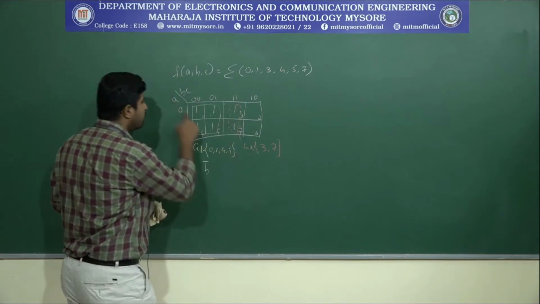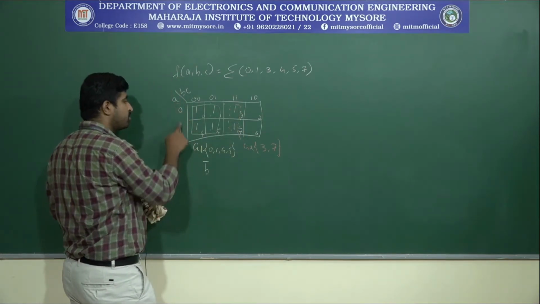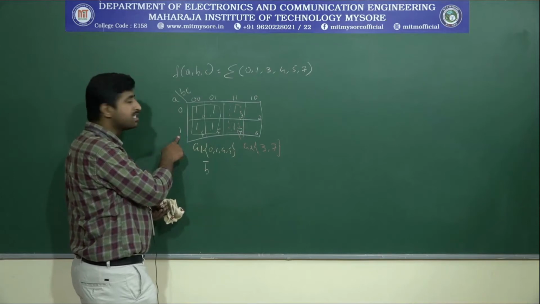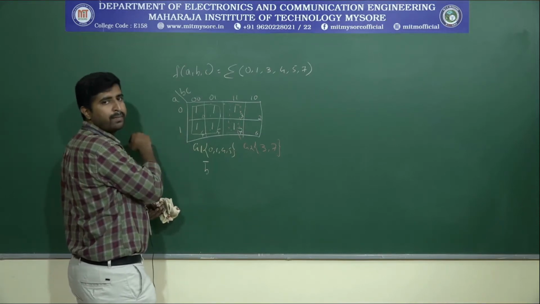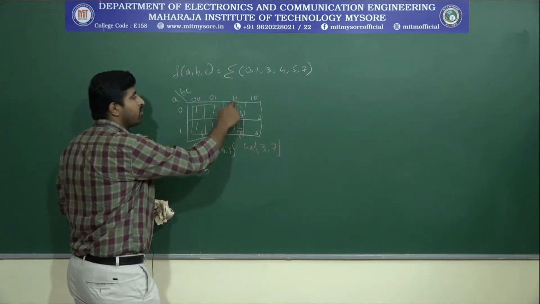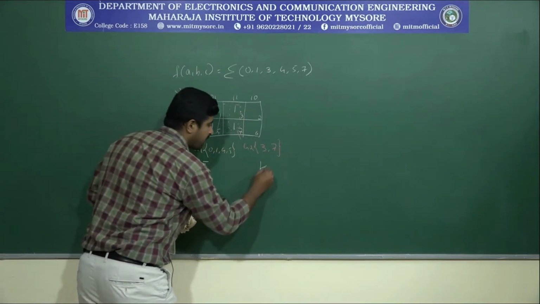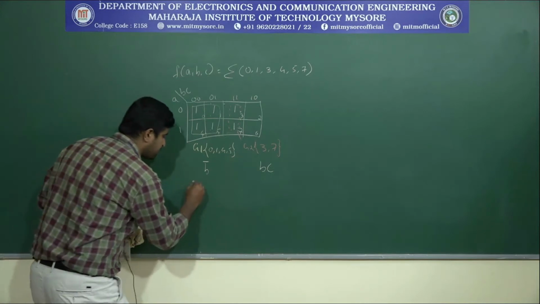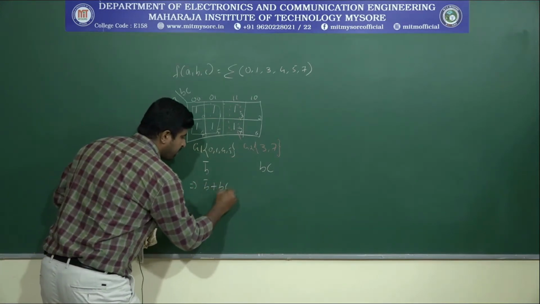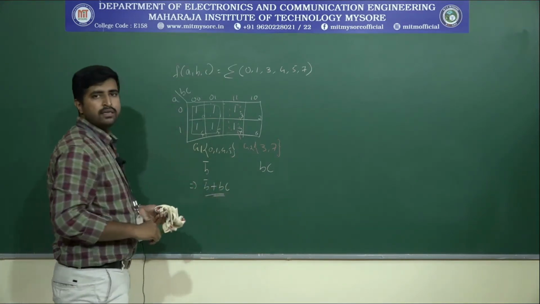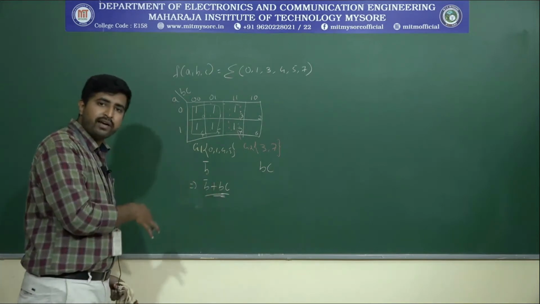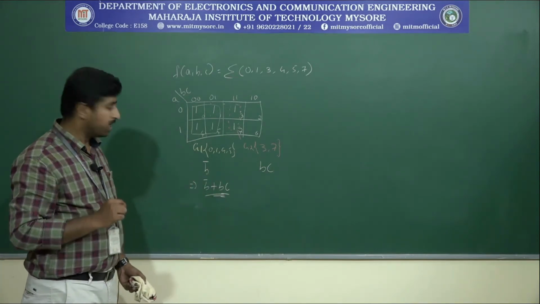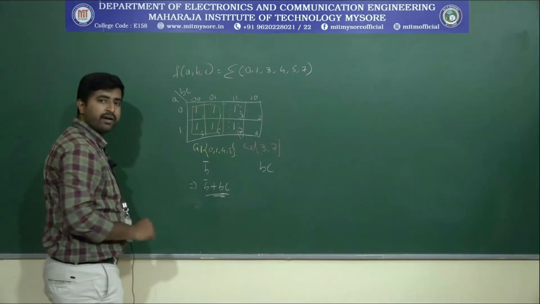Okay, let's take group 2. Again if you see the A variable, 0, 1 is there, which means the literal won't appear in the expression, and 1, 1 is there for B, C. So what will be the total expression? That equals B bar plus BC. This is the expression. Is that simplified? This is not a simplified one. Even further we can simplify.